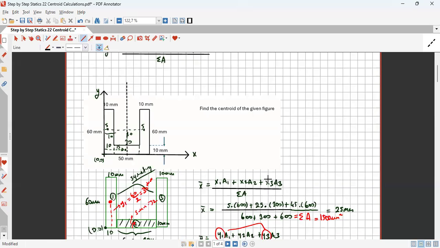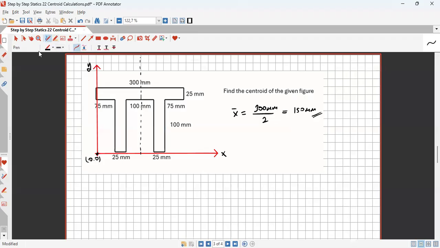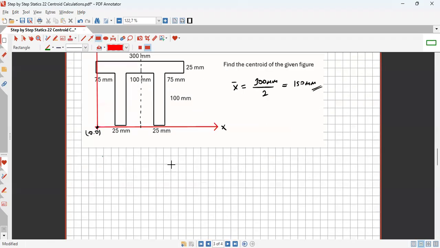It means our x coordinate is half of the edge of the square. It means it equals 25 millimeters. To conclude, we found the x coordinates directly. Moreover, we can find our y-axis with respect to these three rectangular shapes, which are the rectangles we can divide.